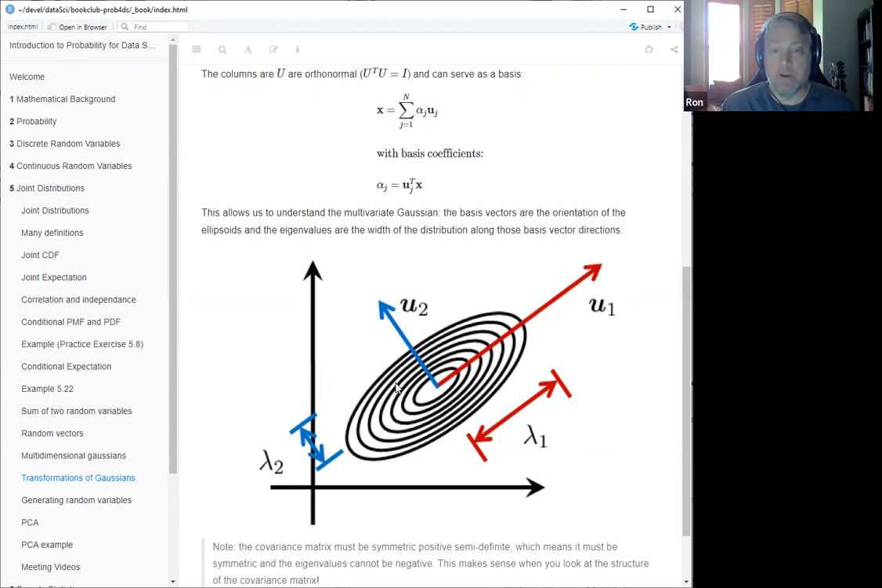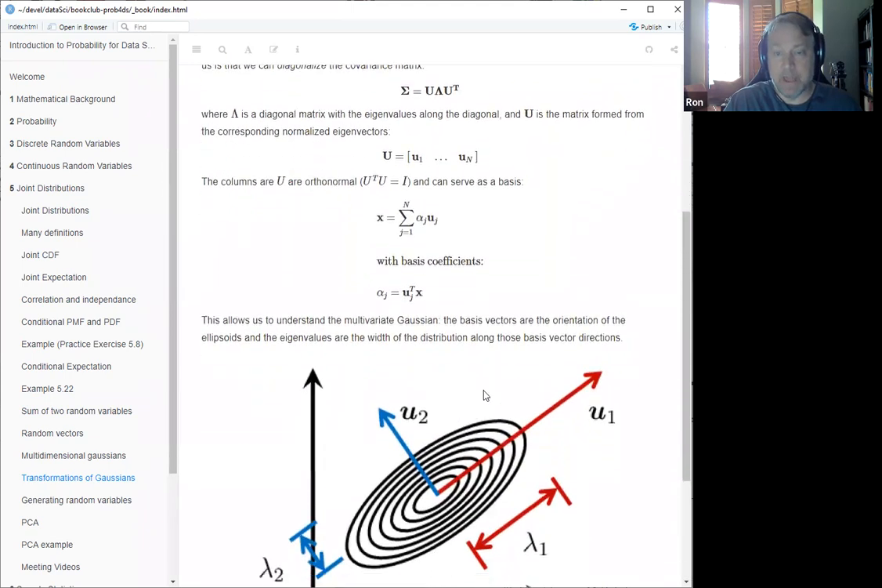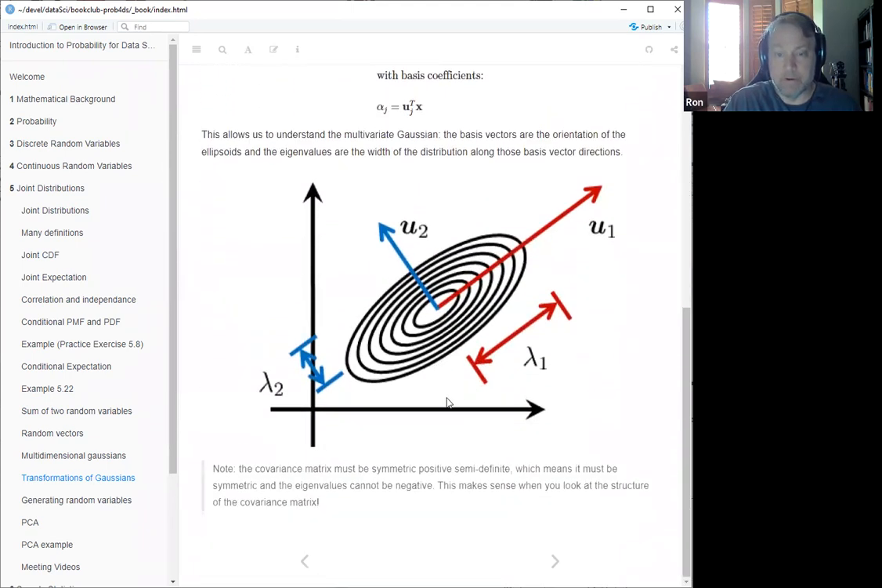So the basis vectors are the orientation. If you look at a plot of a multivariate Gaussian, like I did, or you look at the previous scatter plot, right? Usually some kind of ellipsoid type thing in 2D, at least. And then the eigenvectors determine the directions of that ellipsoid, and the eigenvalues kind of determine the width along those coordinates, right? So it just gives you a way of understanding the multivariate normal distribution from this point of view. And that's kind of what I got out of that. Now that I say it out loud, it's like, okay, so.